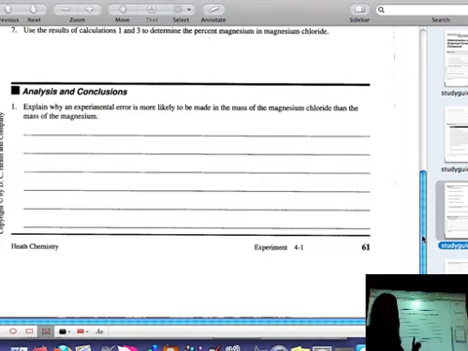Number 1 in analysis and conclusions is where I want you to explain where maybe you didn't come up with a 2-to-1 ratio for chlorine to magnesium. It happens. They're asking you to explain why you might come up with an experimental error in magnesium chloride versus in just pure magnesium. So think about it in terms of magnesium being a pure element and magnesium chloride being a reaction that kind of has to be perfect. So think about that, and that is that.